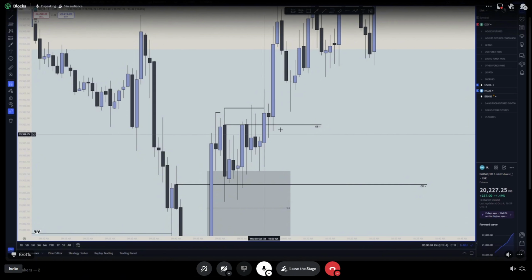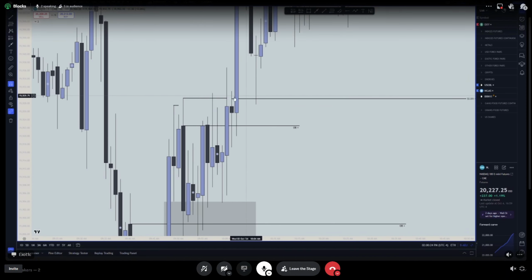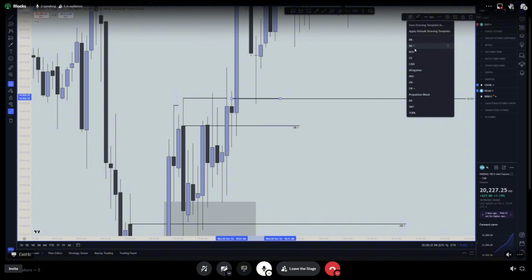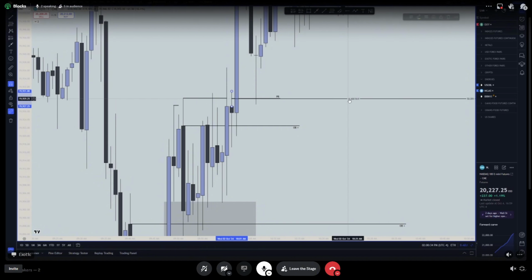The slight difference between a propulsion block and an order block here is that instead of the most sensitive point of a propulsion block being the body, it's going to be the consequent encroachment, the 50% level. This is going to be the most sensitive area of that propulsion block. So you can draw out your propulsion block as something like this. Now you can draw it off the body if you want to, but the idea mainly behind the propulsion block is that you want to see it, just like fair value gaps, stay in the upper half since it is classified as a propulsion block.